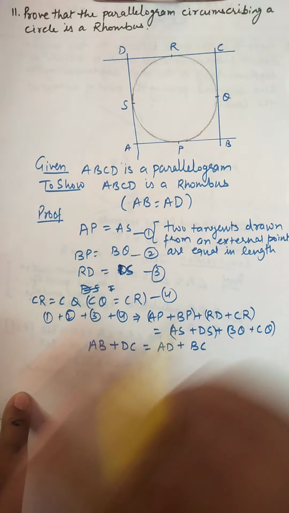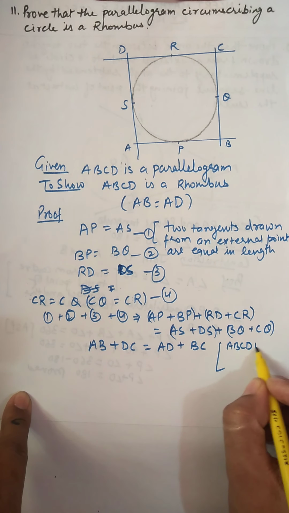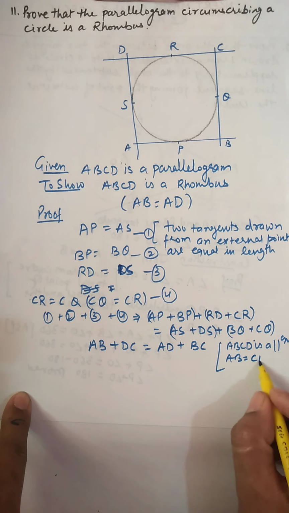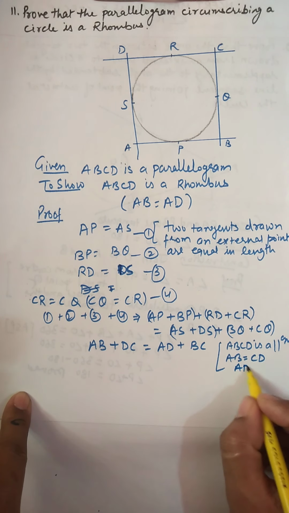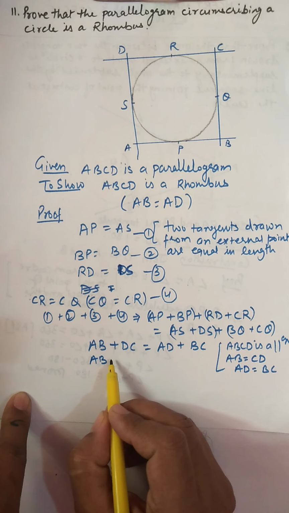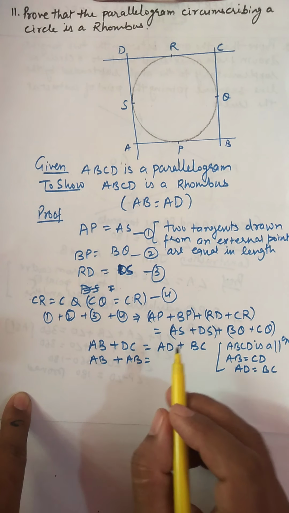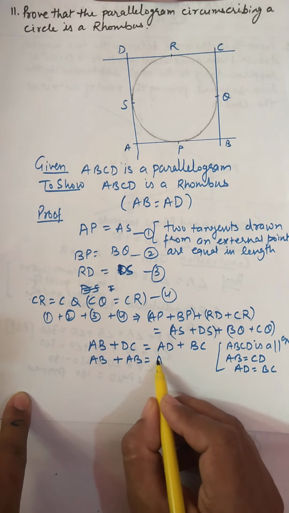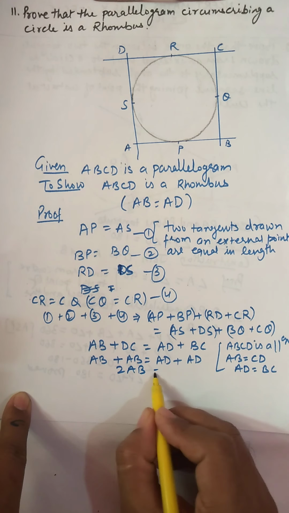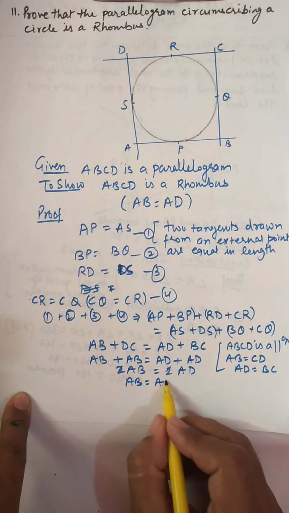Now we know that ABCD is a parallelogram, so opposite sides will be equal. So AB is equal to CD and AD is equal to BC. So we can replace them. AB we write as AB, DC we replace as AB, AD we replace as AD, BC we replace as AD. So this is twice of AB and this is twice of AD, to get cancelled. So AB is equal to AD.